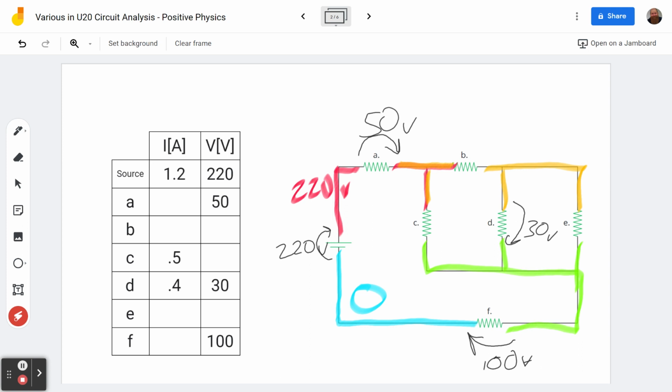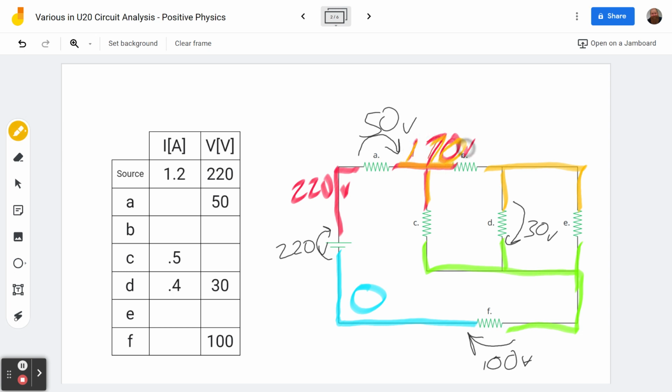So then we want to take a look at the rest of these. What does that mean? Well, if we are at 220 and we lose 50, that means as we get to orange here, we're now going to be at 170 volts. Let's use the marker size, and let's do it in yellow so it looks kind of orange.